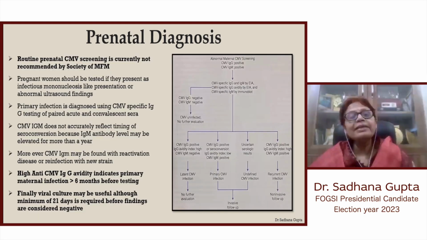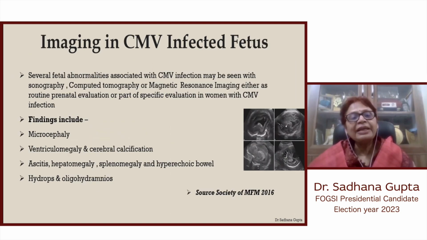Routine prenatal CMV screening is not recommended, but if you have an ultrasound picture or clinical scenario, as well as a high-risk lifestyle, like a woman caring for babies, then we should suspect CMV. Again, it is IgG, IgM, and paired samples 4 weeks apart. A high anti-CMV IgG avidity indicates primary maternal infection more than 6 months before testing, so you are a little safe. But if it is low avidity, then the fetus might be infected.